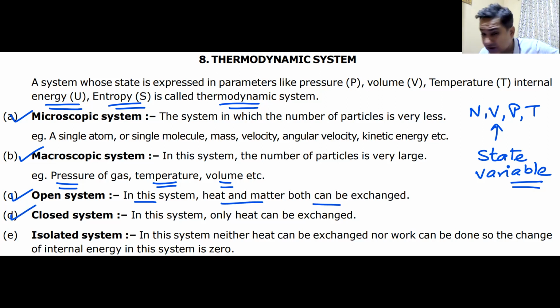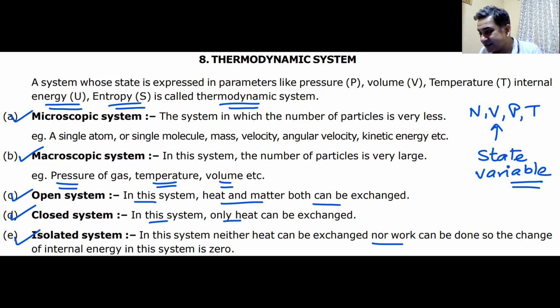Then there is a closed system, and this is the type of system that we'll be dealing with. Only heat or energy can be exchanged; molecules cannot be exchanged, gas cannot move out and gas cannot come in. Then we have an isolated system where nothing can be exchanged. Internal energy remains the same, heat remains the same, work remains the same, everything remains the same. It cannot exchange heat, it cannot exchange work, it cannot exchange matter.